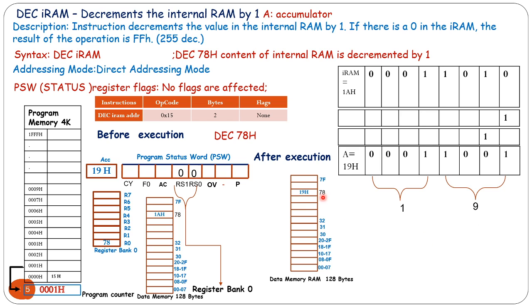After execution, the 78H random access memory content is 19H, and in this way this decrement I RAM instruction is executed, that is decrement 78H. The content of random access memory pointed by 78H is decremented by 1. So previously it was 1AH and now it becomes 19H. So 1A minus 1 means 19H.